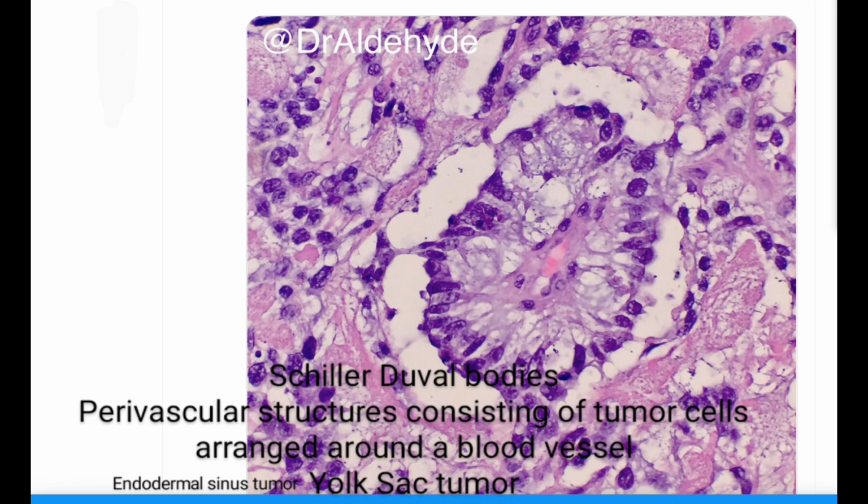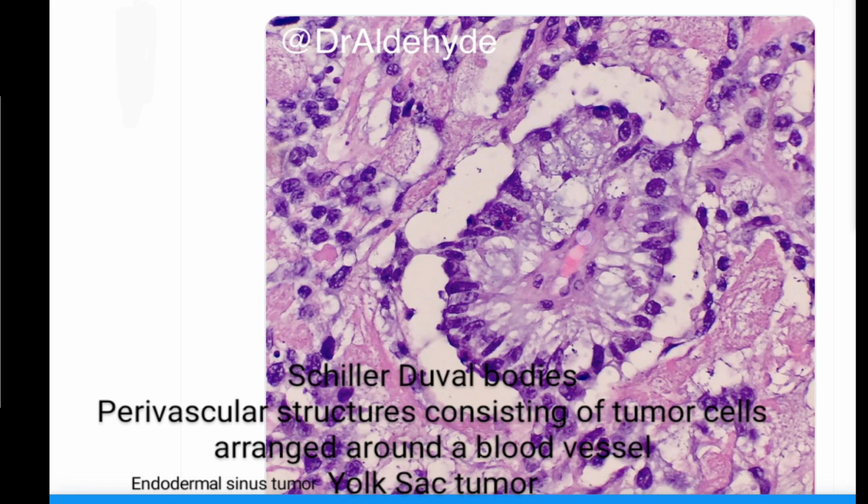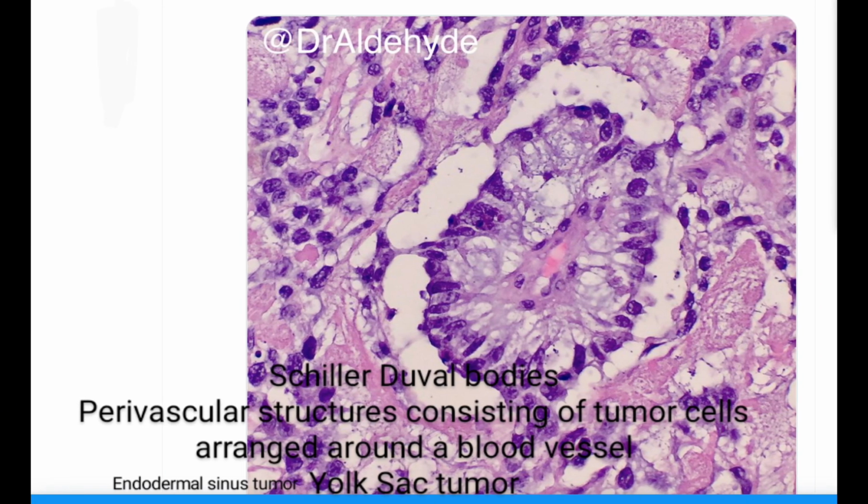Then next image is of Schiller-Duval body. In the Homer Wright rosette, it was nerve fibrils in between, but this is a perivascular structure. The blood vessel is in the center, with tumor cells arranged around the blood vessel. This is called Schiller-Duval body, and this is found in endodermal sinus tumor, also known as yolk sac tumor. In the yolk sac or endodermal sinus tumor, we have the Schiller-Duval body.